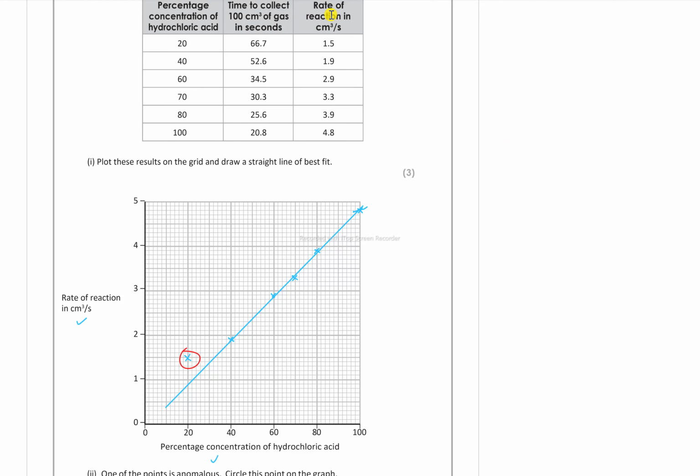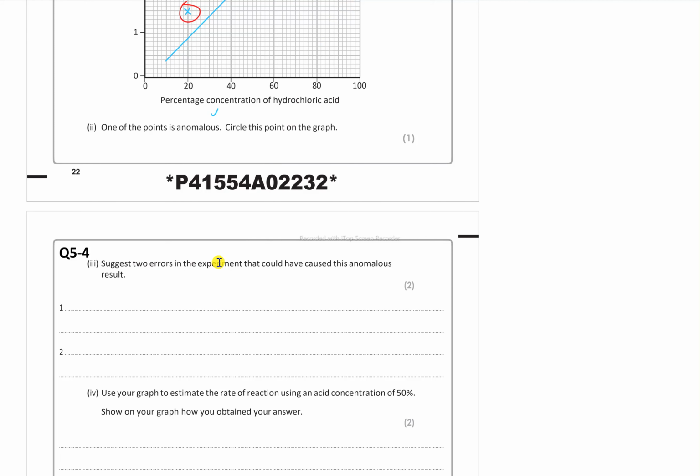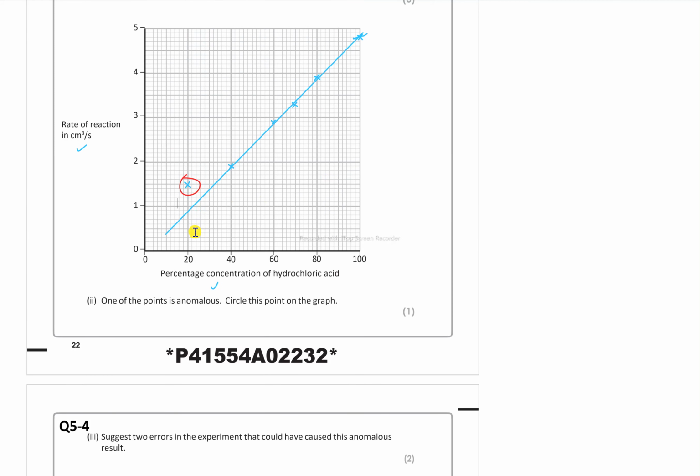And they normally ask you, right, suggest 2 errors in the experiment that could have caused this anomalous result. So what they're saying is the rate of reaction is too high. So that means the timer, yep, okay. So this is what they've got in the mark scheme. The one that I could think of is the timer was started late. Right, so that means you've got a shorter time for the same amount of gas, which gives it a higher rate.